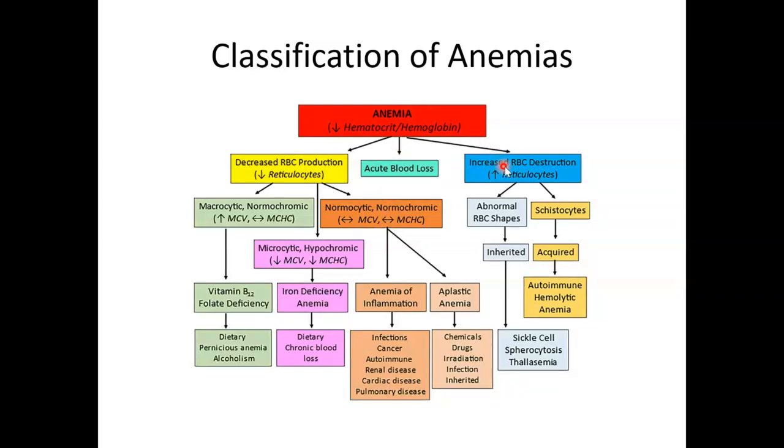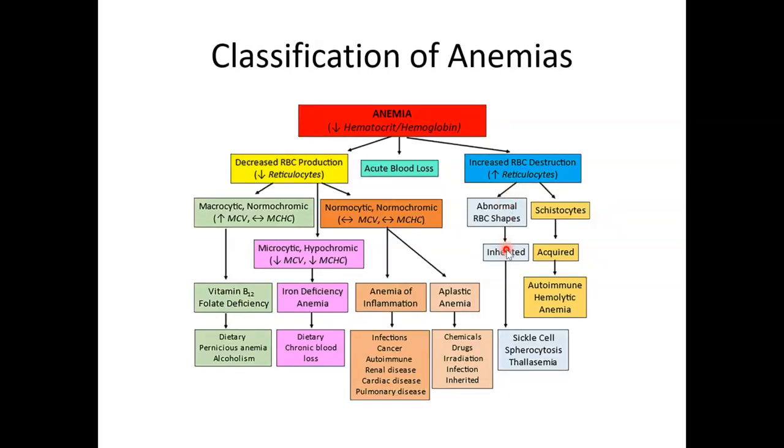Over here, our third one is the increased destruction. So now this is a destruction of red blood cells. Not a problem here, not a problem in the bone marrow, not a problem with the stem cells, not a problem with the red blood cells. Those are fine, but they get released in the blood, and then something destroys them.